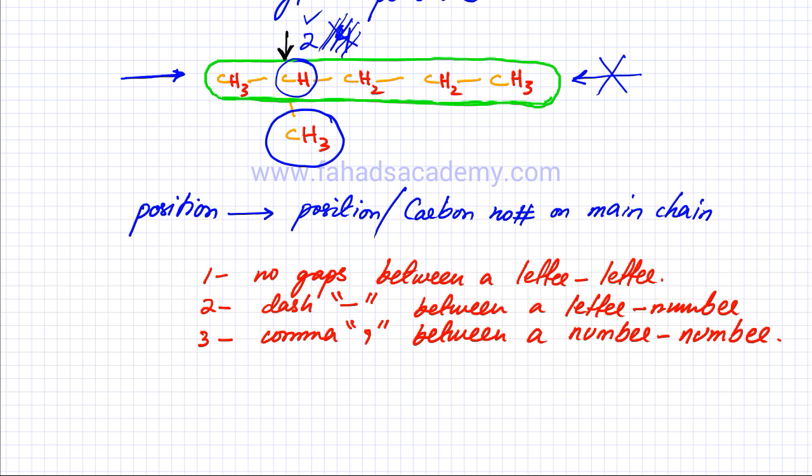So this is how we're going to name. If I write that particular name, which was 2-methylpentane, it's going to be 2, then a dash between the number and the letters, which is methyl, and there's going to be no space between methyl and pentane. So this is how you're going to write this. You should learn the rules of writing names. These are some rules for writing a name of an organic molecule.